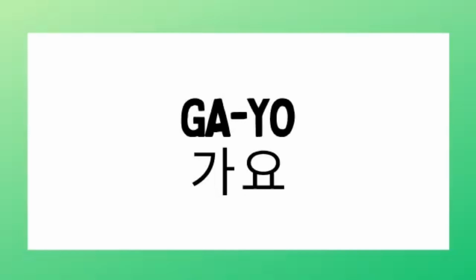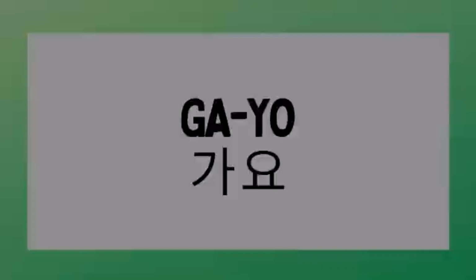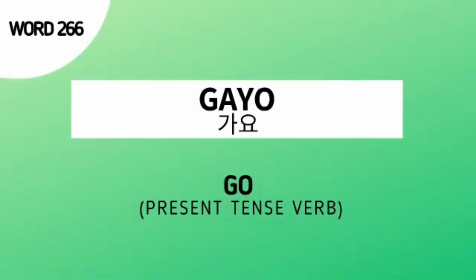Word number 266. Gayo. This is pronounced as a two-syllable word. The first syllable is ga, second syllable is yo. Pronounce it with me. Gayo. The word gayo simply means go.